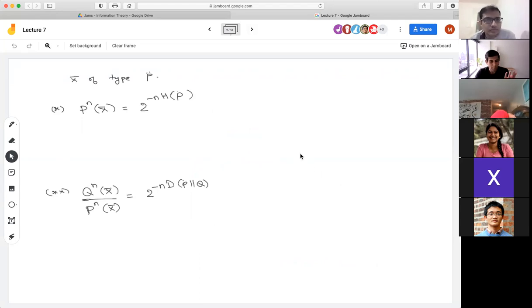Okay. So the first claim is, according to P, the probability is just 2 to the minus entropy. And both of these are equalities. We don't even need to estimate this. And this is again a relatively direct computation.